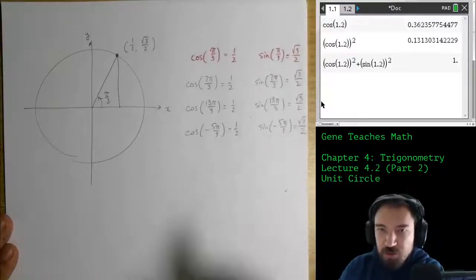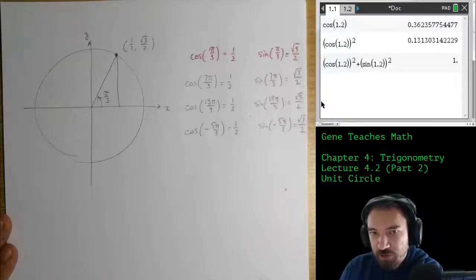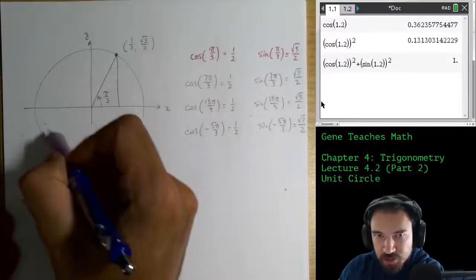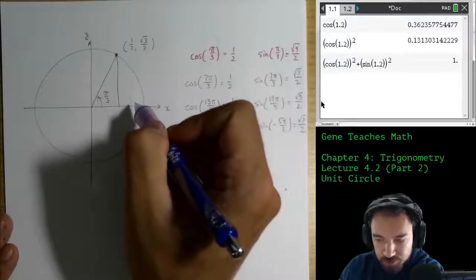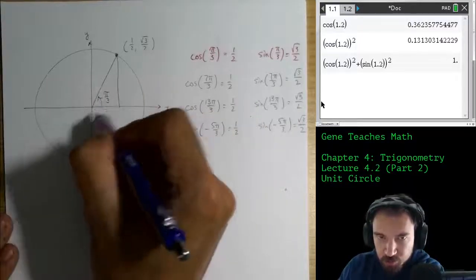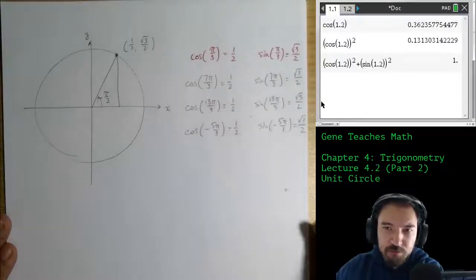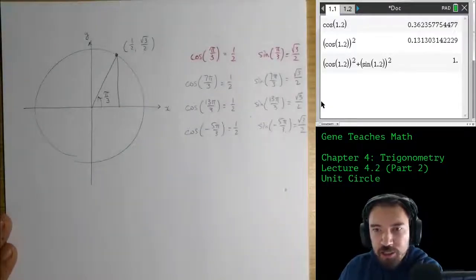And so the conclusion is, if we can find the values of cosine and sine, so the x and y coordinates of all of these points for one lap around the circle, so between an angle of 0 and 2 pi, then we can use that information to find the sine and cosine for any angle, any real value of t.